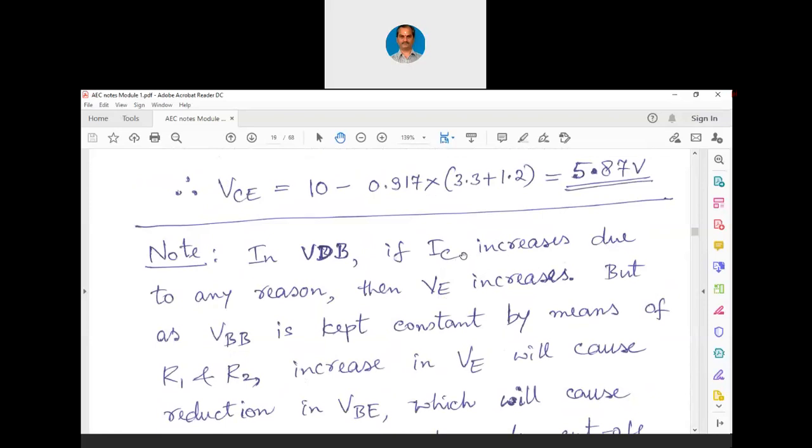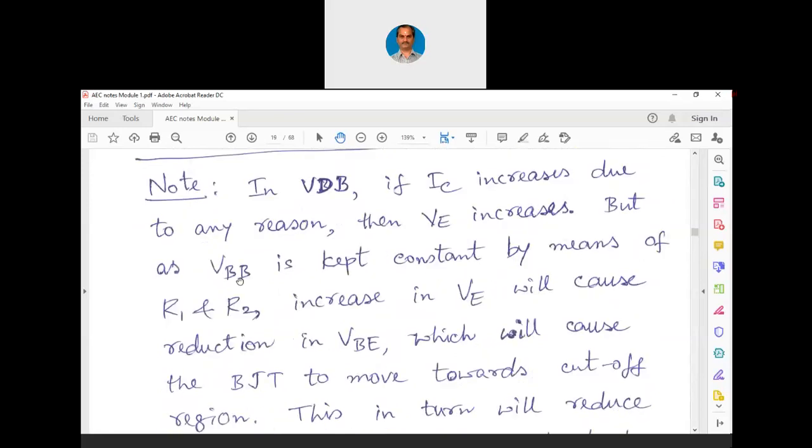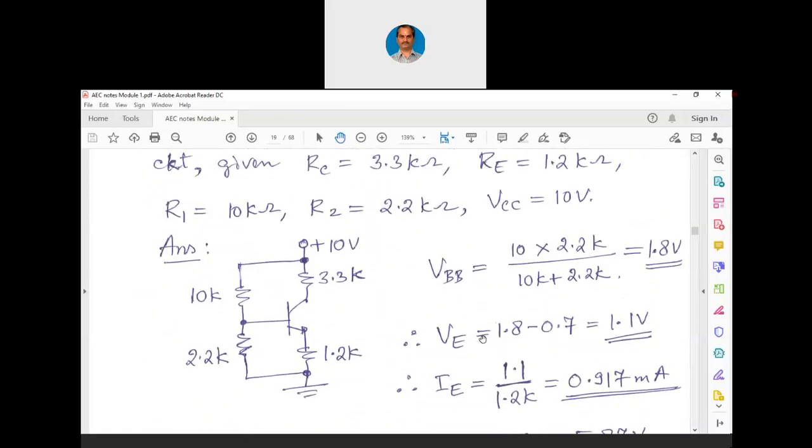In VDB, if IC increases due to any reason, then VE increases. Let us say due to temperature, if collector current increases, then the emitter voltage increases. But VBB is kept constant. Base voltage is kept constant. When the base voltage is kept constant, because of this R1 and R2, increase in VE will cause the reduction in VBE. See here, VBB is kept constant. Let us say due to temperature, if collector current increases, this VE increases. But here, as the base voltage is kept constant, now if this voltage increases, VBE has to reduce.